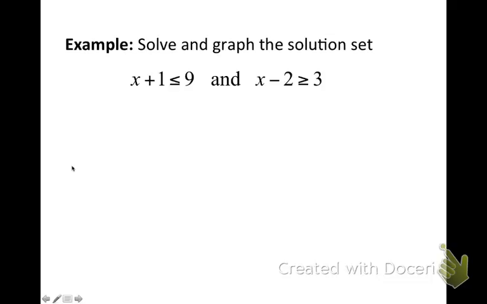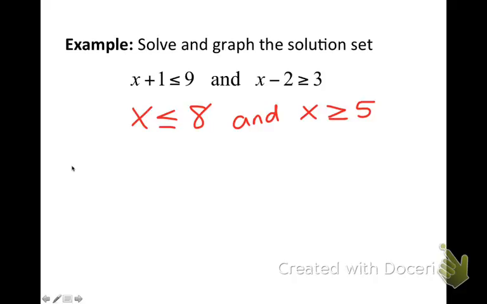Okay, let's graph the left side first. I know it's difficult. We're going to subtract the 1 from both sides, so then I would get x is less than or equal to 8. And on the other side, add the 2 to get x is greater than or equal to 5.